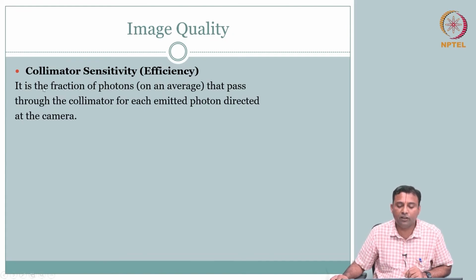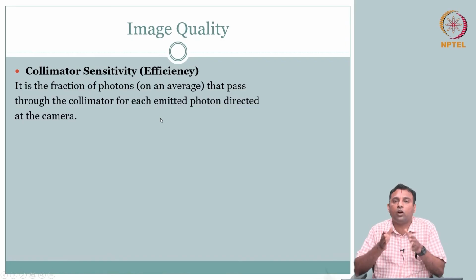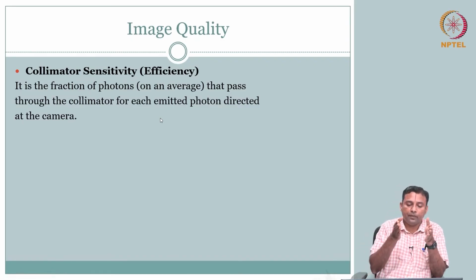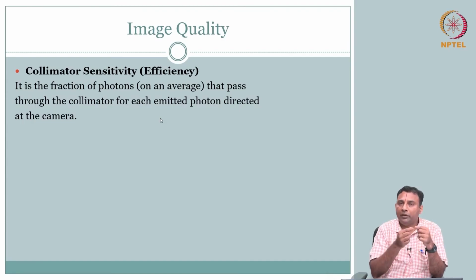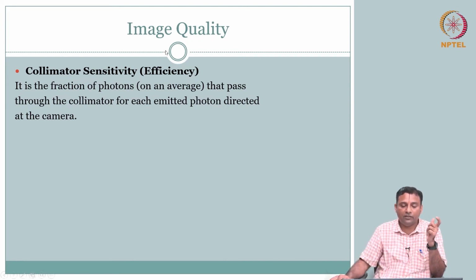What is sensitivity? It is the fraction of photons on an average that pass through the collimator, right. So, the configuration of our collimator is, if I have length, we talked about more length of collimator, increase the L, we could reduce the R or improve the resolution. That is what we noticed. That time we said no, you compromise on the sensitivity or the efficiency of collimator. So, sensitivity is the fraction of photons that pass through the collimator for each emitted photon directed at the camera.